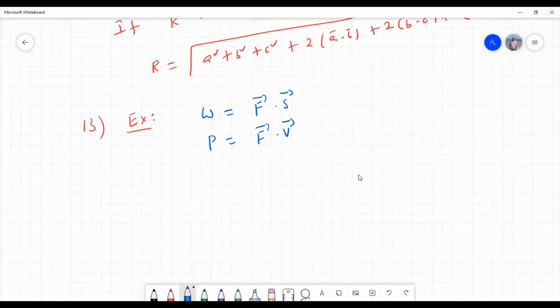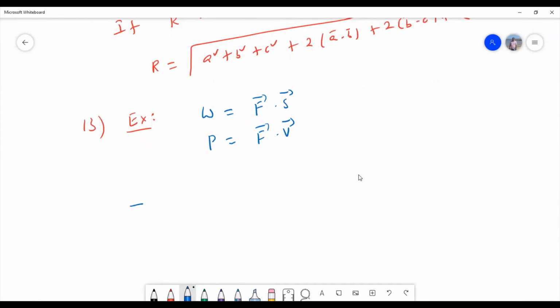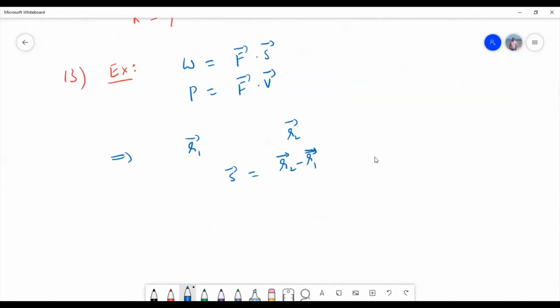Here for work done, different cases will be given. They'll say that initially the position vector of a particle is R1 bar. When a force is applied, its position vector changes to R2 bar. Then in this case, displacement vector becomes R2 bar minus R1 bar, where R1 bar is the initial position vector, R2 bar is the final position vector. Then I can write work is equal to F bar dot S bar, which is F bar dot (R2 bar minus R1 bar). This is used when the position vectors are given.